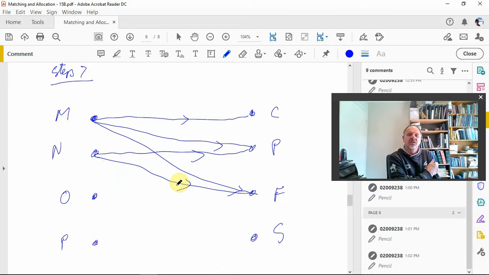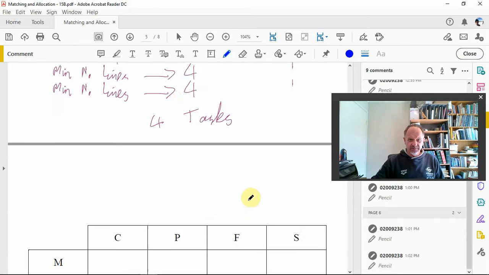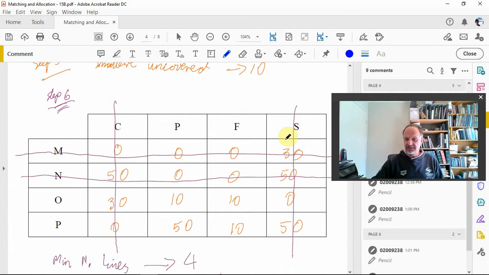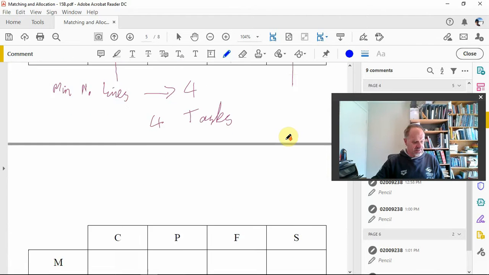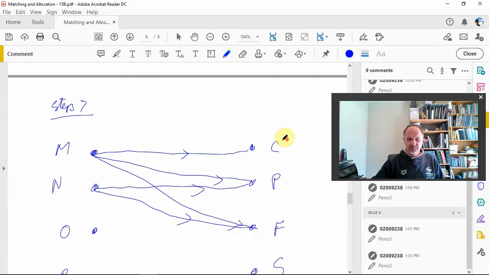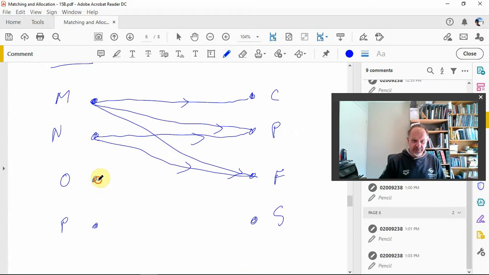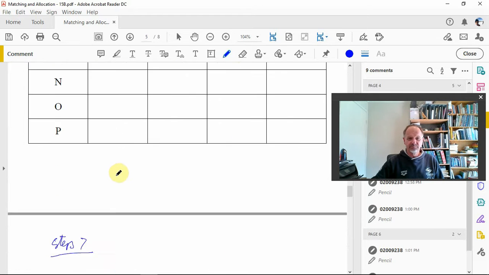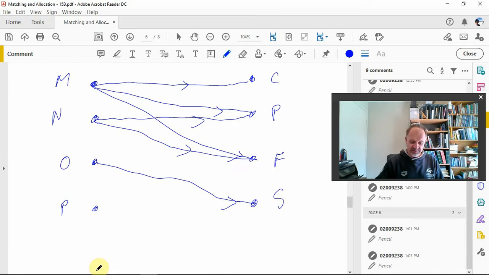All right. So then next, Orianthe. So Orianthe, here we go. Orianthe's only got 1 zero, and that's the sprayer. So Orianthe, you can go to the sprayer. And Penny, only 1 zero here, and that's the cutter. So Penny has to do the cutter.